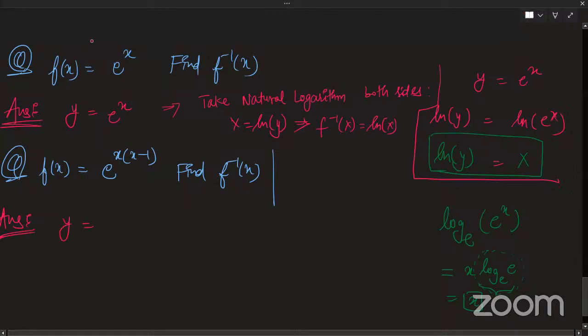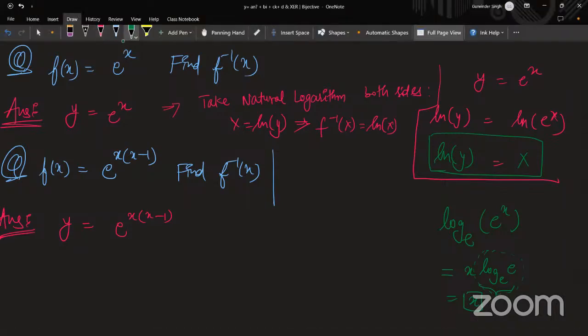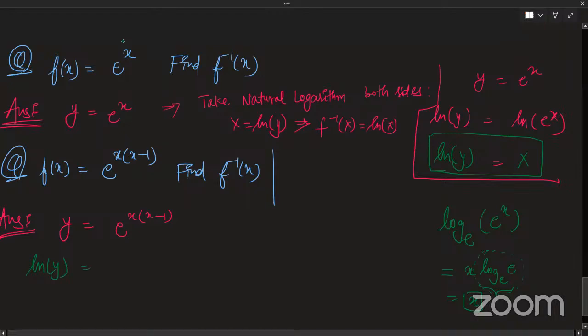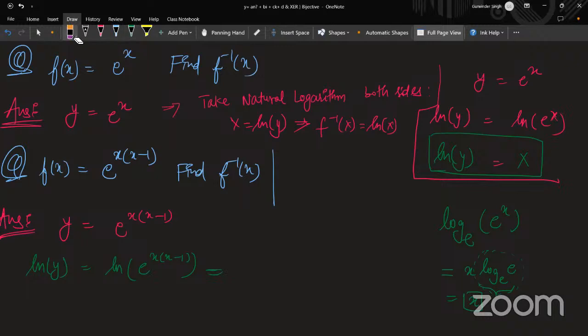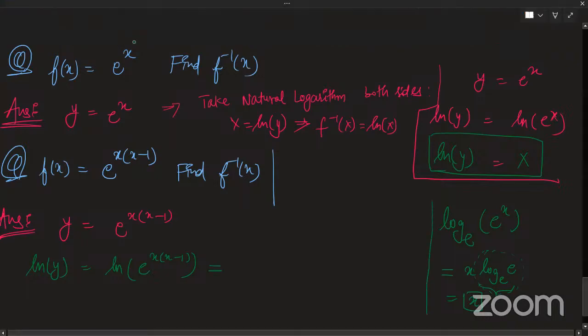Just moving ahead with this one. This one I'll be solving and giving you a bit tougher problem as homework. So y is equal to e raised to x into x minus 1. Obviously, the first step is that I will have to take natural log. So ln of y is equal to ln of e raised to x into x minus 1. So tell me, what will this thing be equal to? x into x minus 1 is just multiplied, so no need to worry about that. What will this thing be equal to?